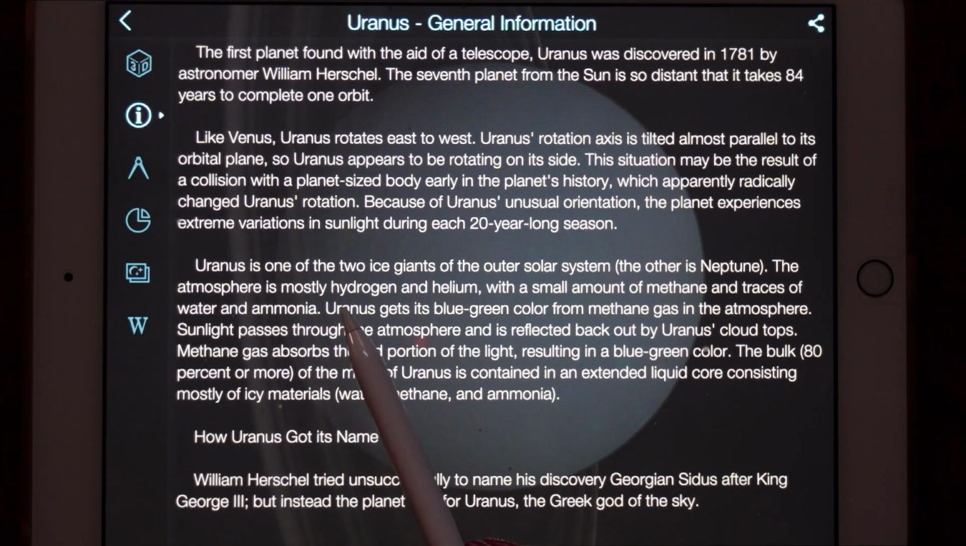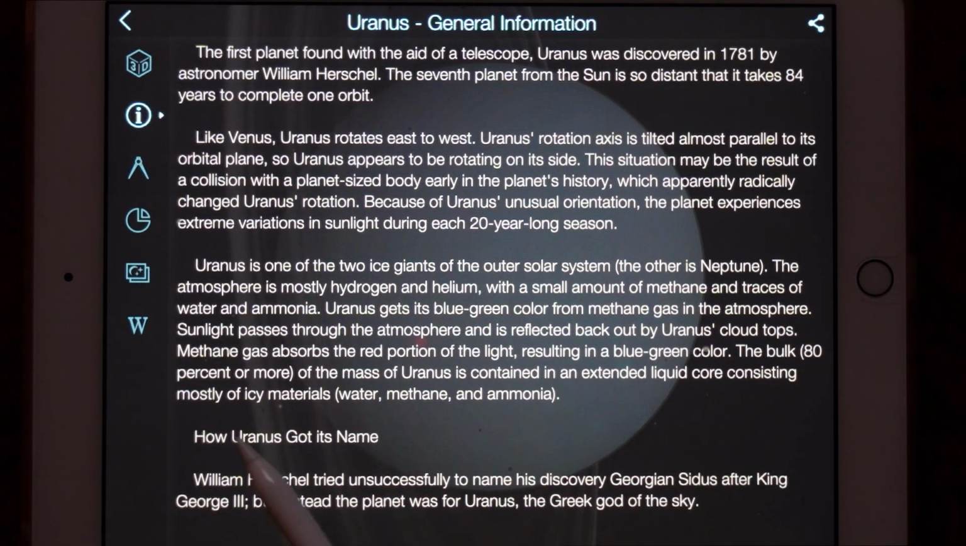Uranus is one of the two ice giants of the outer solar system. The other is Neptune. The atmosphere is mostly hydrogen and helium, with a small amount of methane and traces of water and ammonia. Uranus gets its blue-green colour from methane gas in the atmosphere. Sunlight passes through the atmosphere and is reflected back out by Uranus's cloud tops. Methane gas absorbs the red portion of the light, resulting in a blue-green colour.